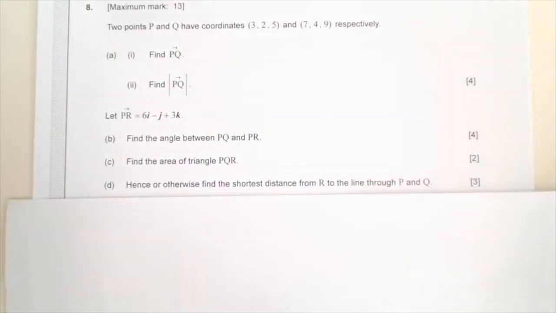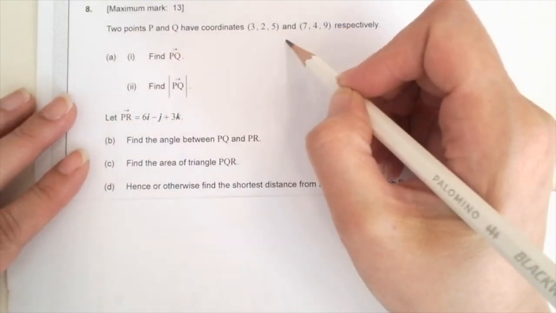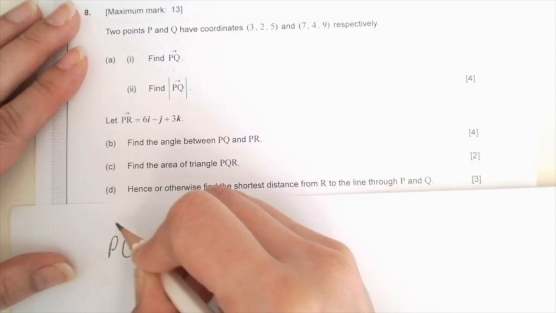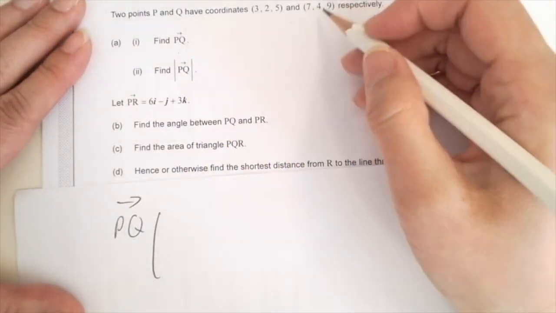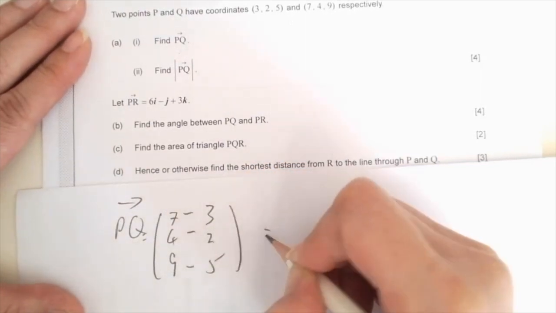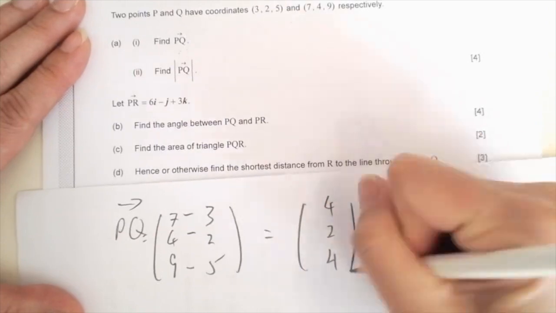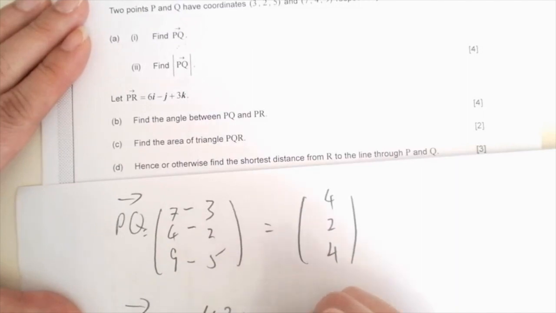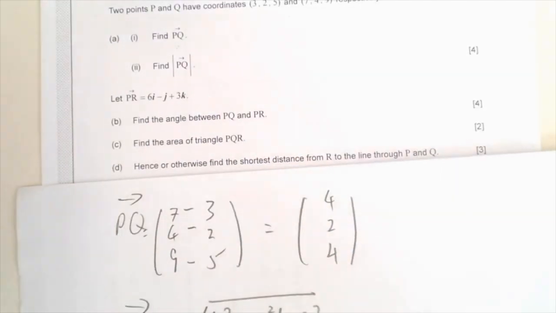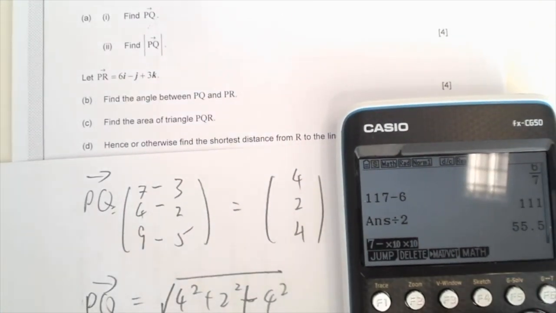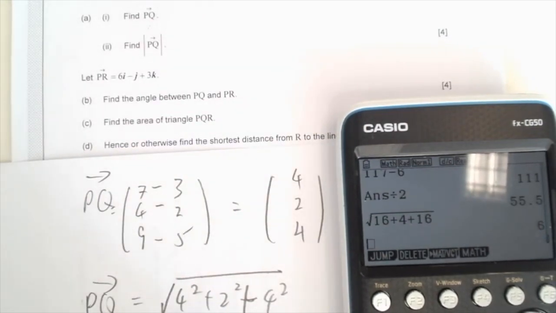All right, here we come to the long question. So we have P and Q, 2 points. So for PQ, we want to factor because we always have the one after minus the one before. So it's 7, 4, 9 minus 3, 2, 5. That's how I do it. So I have 4, 2, 4, nice and easy. And then the magnitude of it equals the square root of 4 squared plus 2 squared plus 4 squared. All right, we love our calculator, so we use the calculator for it. So square root of 16 plus 4 plus 16. Yep, and this is 6, lovely number.